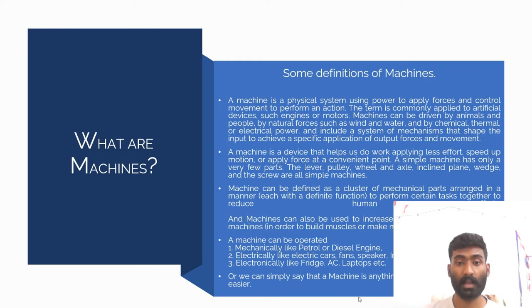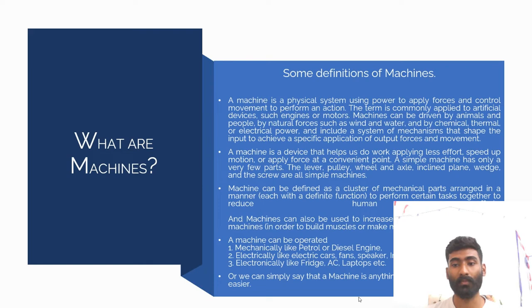First one says, a simple machine is a physical system using power to apply forces and control movement to perform an action. The term is commonly applied to artificial devices such as engines or motors. Machines can be driven by animals and people, by natural forces such as wind and water, and by chemical, thermal, or electrical power, and include a system of mechanisms that shape the input to achieve a specific application of output forces and movement.